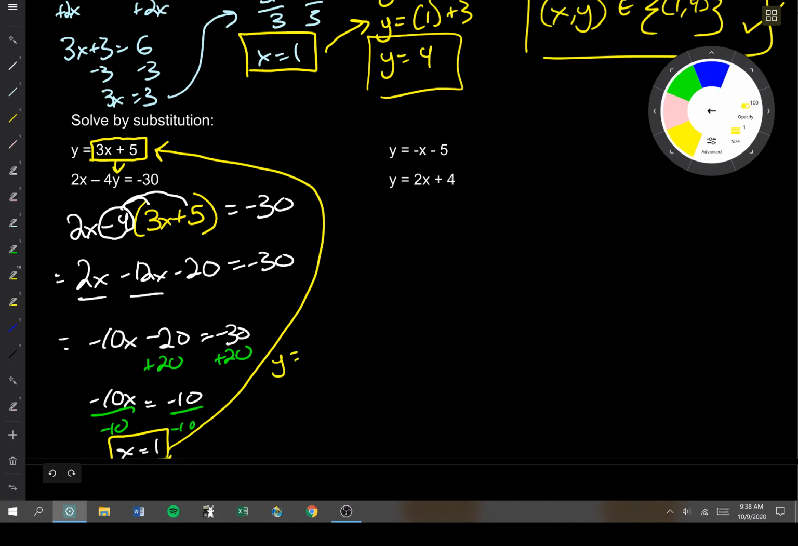So that's the equation y equals 3x plus 5. But I know that x is now 1, so x becomes a 1. So y equals 8. My solution is the point 8, 1. Or sorry, 1, 8.